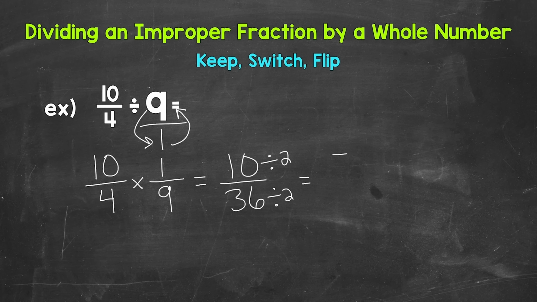10 divided by 2 is 5. 36 divided by 2 is 18. The only common factor between 5 and 18 is 1. So this is in simplest form. Final simplified answer, 5/18. So there's how to divide an improper fraction by a whole number. Let's move on to dividing a whole number by an improper fraction.